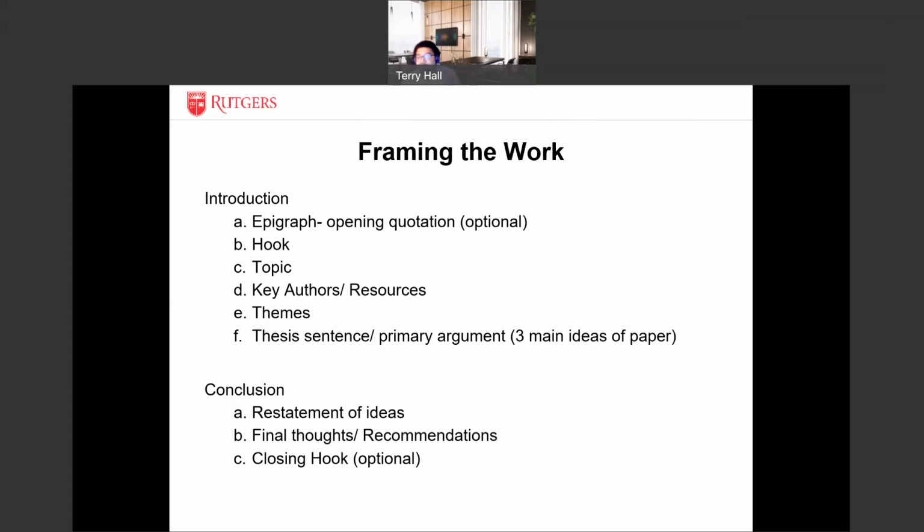Further, a conclusion is usually required in most assignments. This should be a restatement of ideas, an additional inclusion of final thoughts and recommendations, and if a hook began the paper, then this is an opportunity to close that hook and provide a sense of closure.